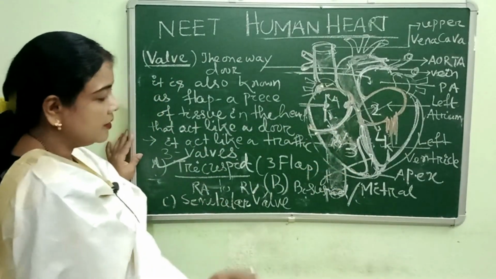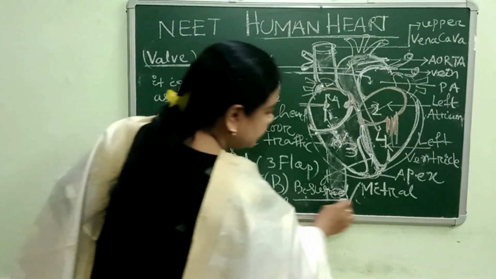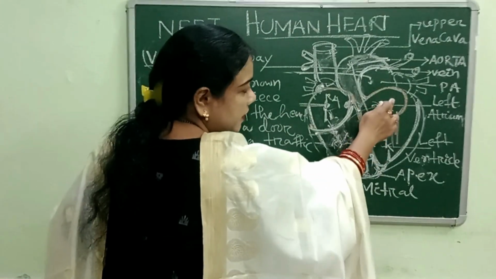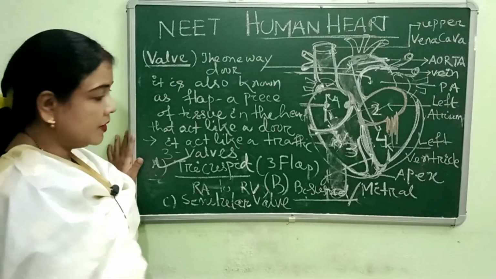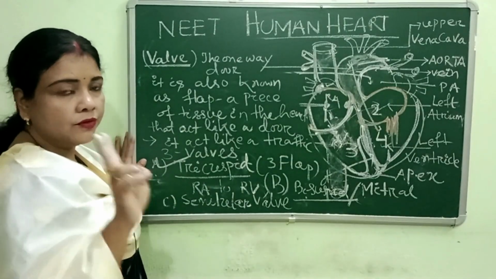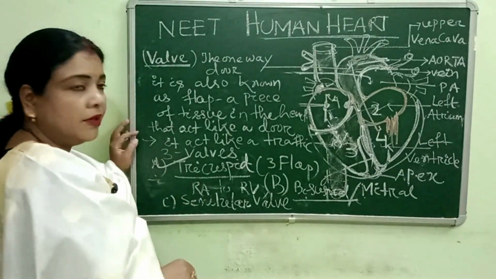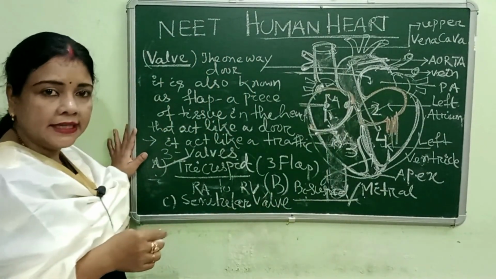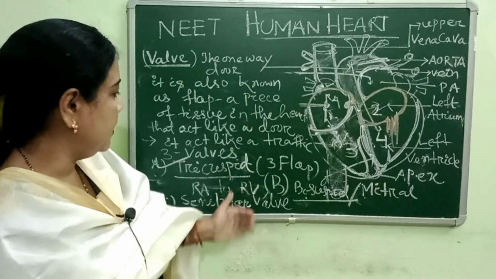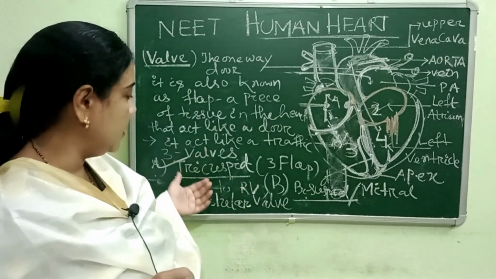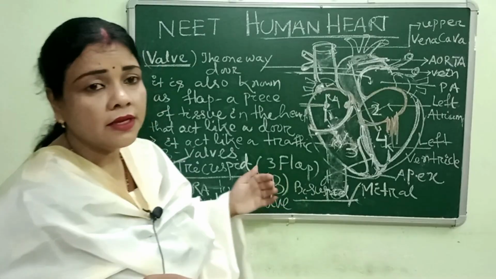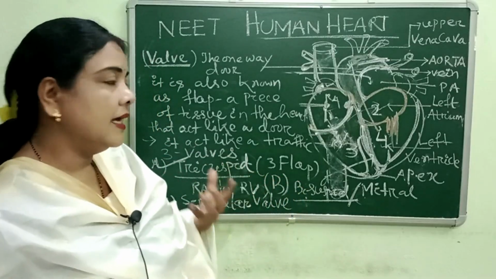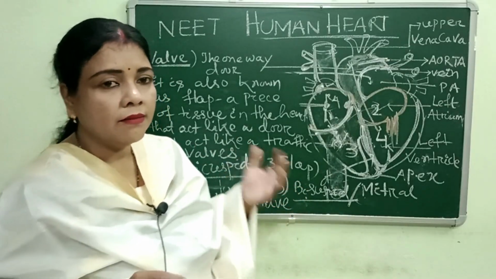Another valve is the bicuspid or mitral valve. It is present between the left atrium and the left ventricle, and it has two flaps. Another valve is the semilunar valve, which is present at the edges of the aorta and pulmonary artery. So these particular valves are very important. They play a very important role because they never allow the reverse direction of blood flow, and the heart can pump in a particular manner.